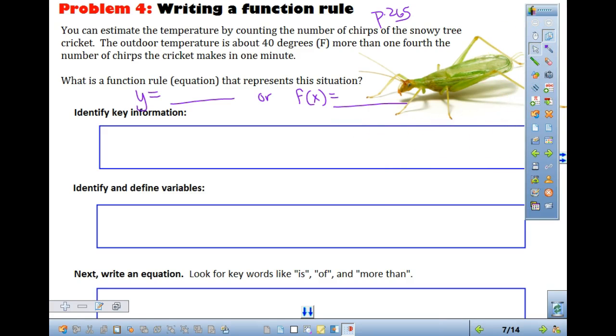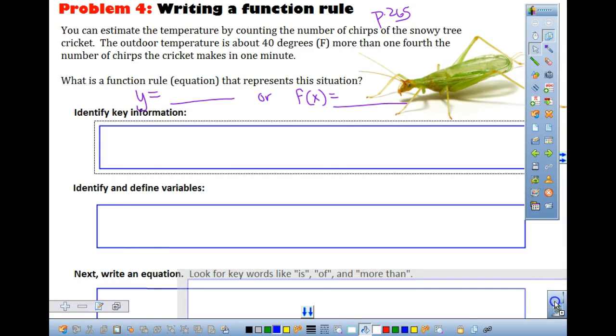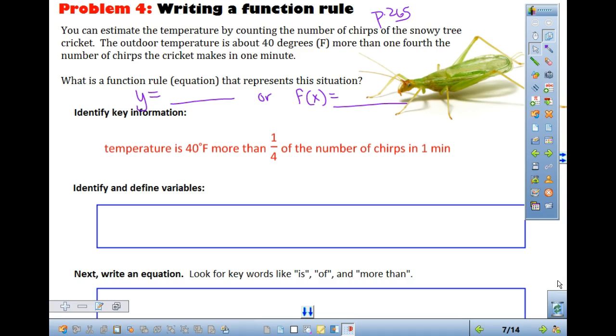Okay? In this one, when we read the situation, it says, you can estimate the temperature by counting the number of chirps of the snowy tree cricket. The outdoor temperature is about 40 degrees more than 1/4 the number of chirps the cricket makes in a minute. So what is our key information? There's a couple of pieces of key information in this one. The first one is the temperature is 40 degrees more than 1/4 of the number of chirps. So it's that whole last sentence that is going to help us write our equation. Now, you guys wrote equations last year.